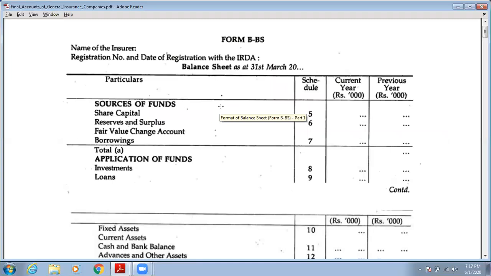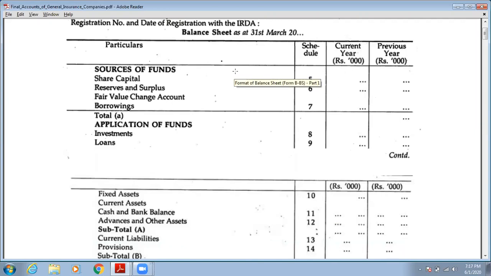So all the general insurance companies will prepare their accounts in Form B. We have already discussed that the revenue account is also made in Form B, so the name of that account is Form B-RA, revenue account. Then after that we prepare the P&L account, and we write Form B-PL. And now we are preparing the balance sheet, that's why we will write Form B-BS, balance sheet. Now see the format of the balance sheet.